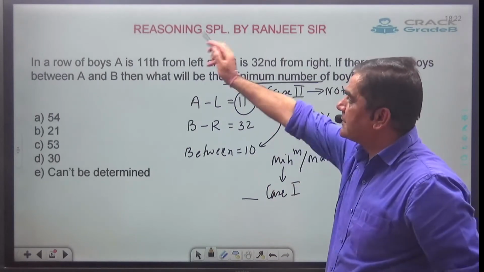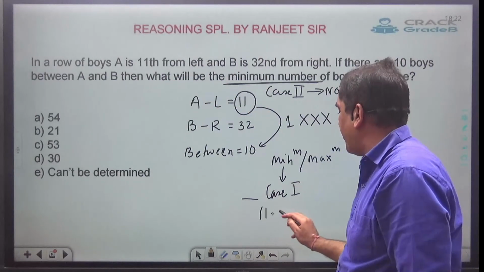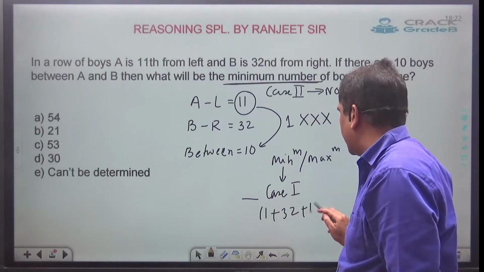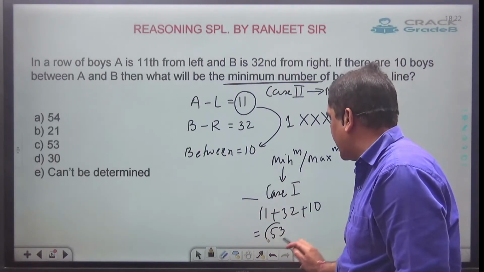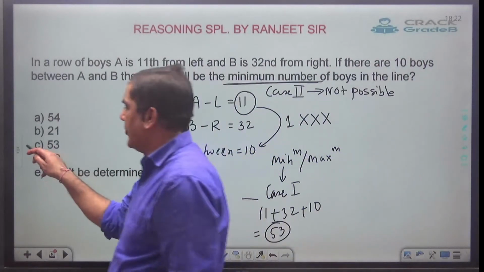Now case 1, let's get the answer. This will be 11 plus 32 plus 10. If I add these, my answer comes out to be how much? 53. And 53 is there in option C.